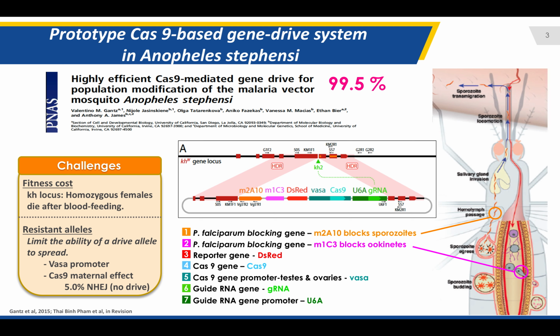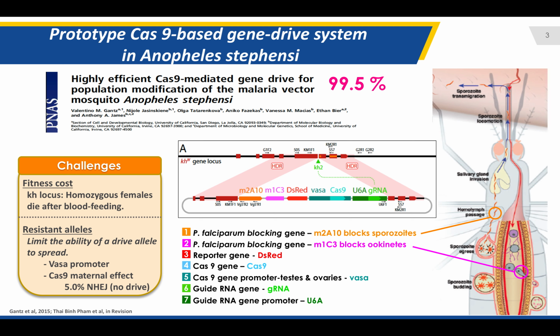it presented some challenges. Among them, the first that we were able to identify is the fitness cost associated to the KH locus. In this system, the KH locus was targeted to insert the gene drive system. As a result, the mosquitoes will have a white eye phenotype. And we observed that homozygous females with white eyes die after the blood feeding.